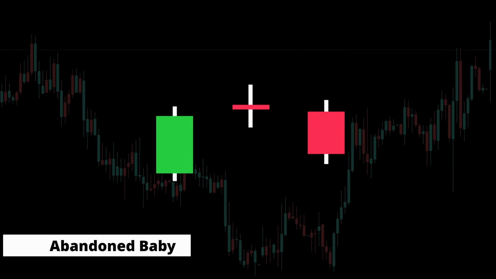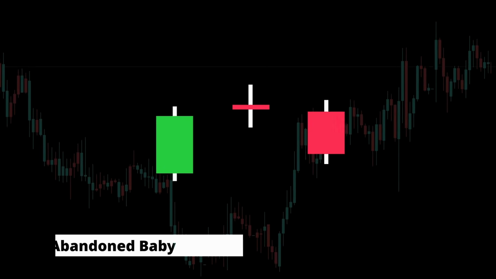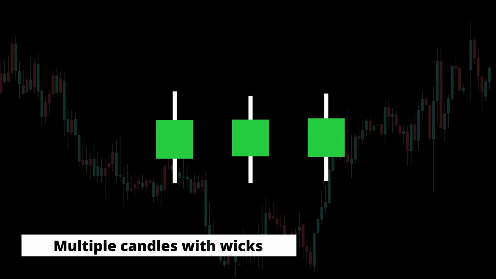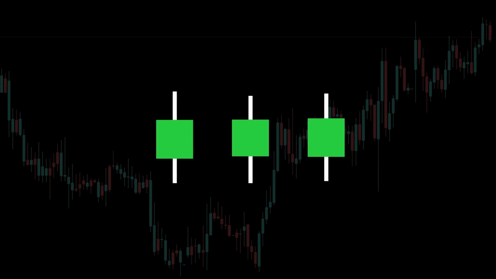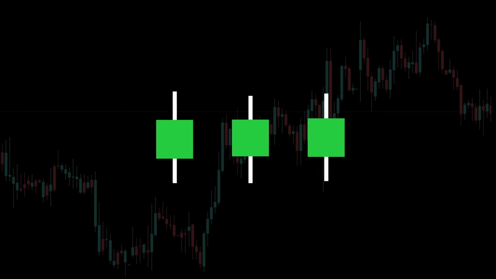Abandoned baby. A rare pattern with a doji between 2 opposite candles. Multiple candles with shadows. 3 or more candles with shadows in the same direction. Confirmation of a significant key level, indicating a high probability of a rebound.